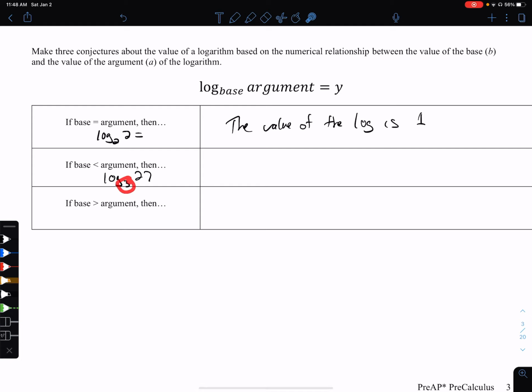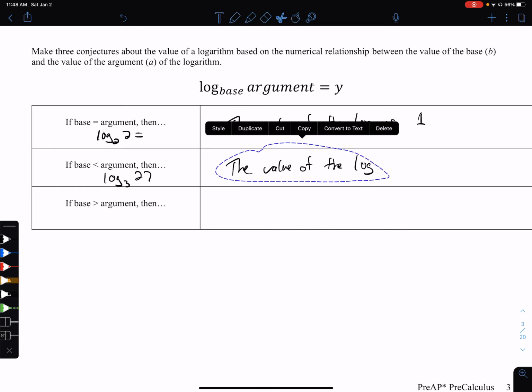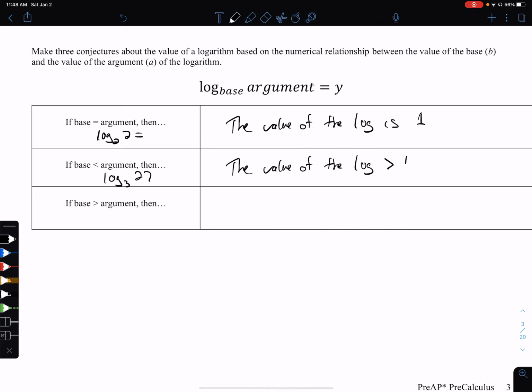If you make the exponent a number between 0 and 1, it's going to make this smaller, because if we had like 3 to the 1/2, that means the square root of 3. So long story short, if the base is less than the argument, then the value of the logarithm has to be bigger than 1, greater than 1.